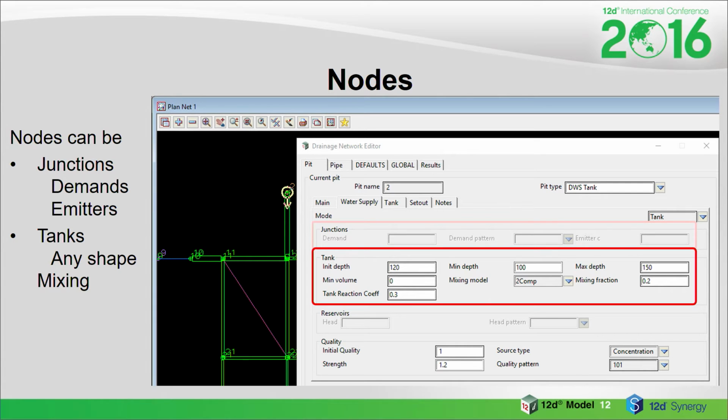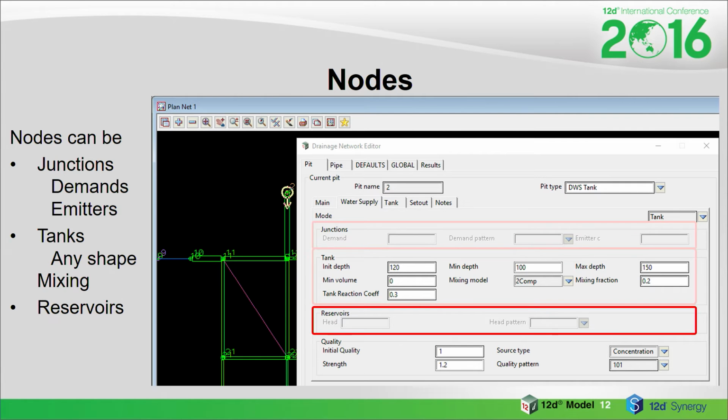It could be a standpipe, which would be a last in, first out type of system, where the water enters and leaves from the bottom of the tank, and again the plugs don't mix. Or it could be a two-compartment reactor. So reservoirs are really large dams where the water head doesn't vary very much over time, although you can put in a time pattern if you need to or you want to.